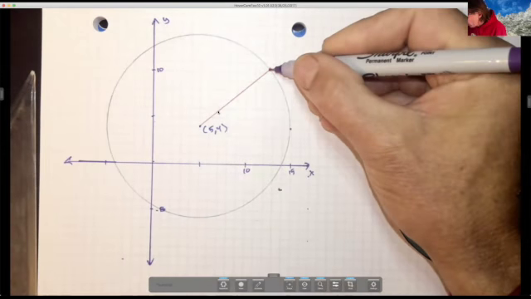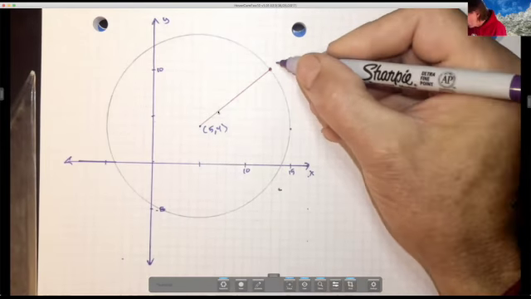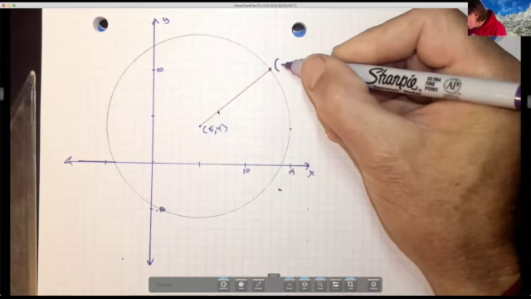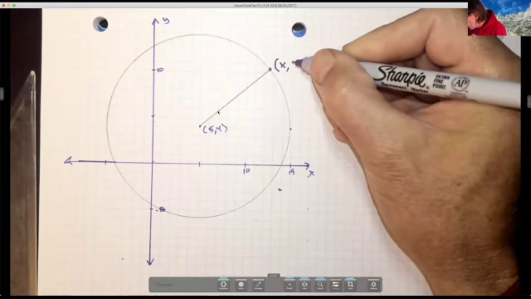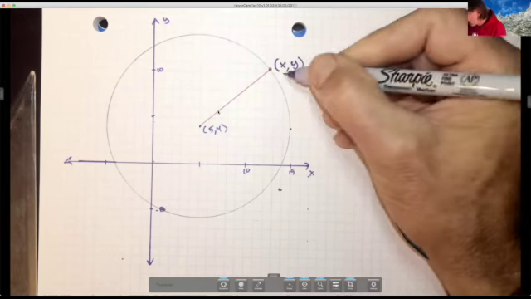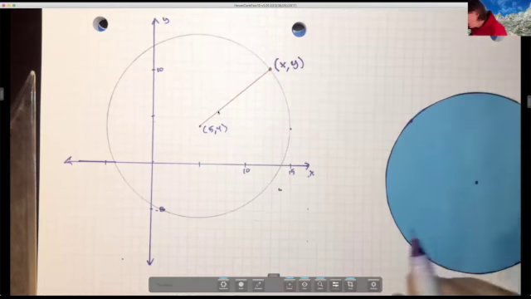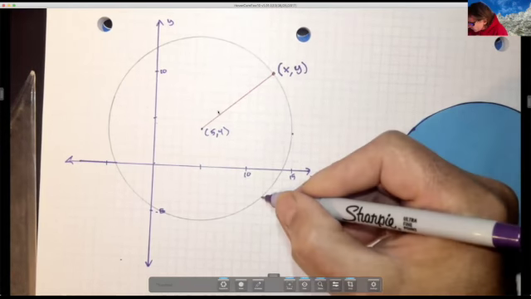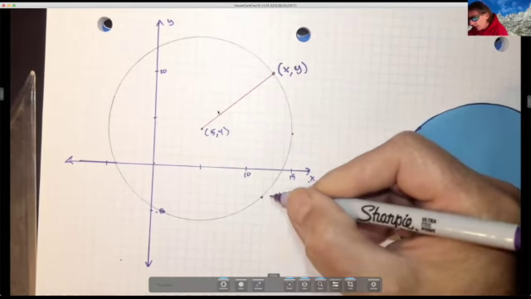This is what we call an arbitrary point. It's an unknown point that we're going to solve for. So I'm going to say the coordinates of this point are x and y, representing the x coordinate and the y coordinate of that point. Any point on the circle could be represented with x and y.